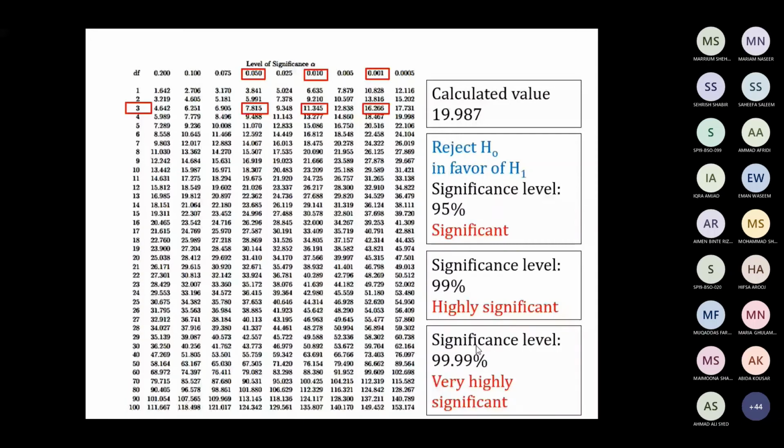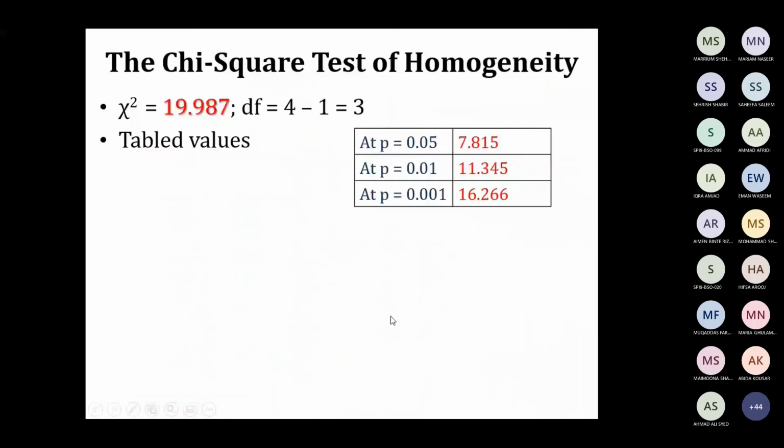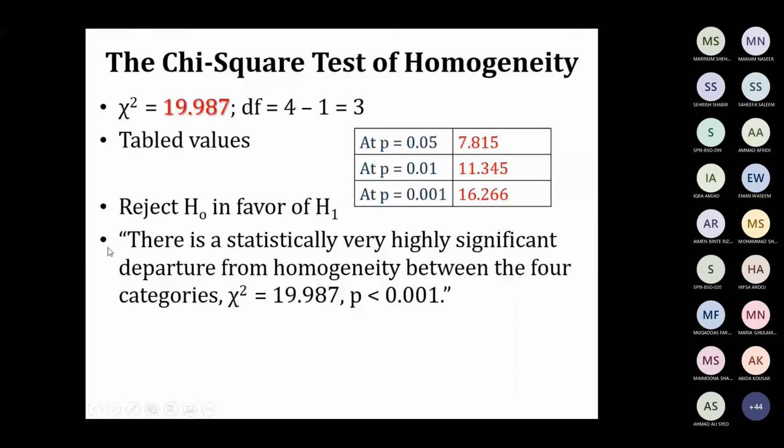So the next step is to state the results. And how are we going to state the results? We are going to say that there is a statistically very highly significant departure from homogeneity between the four categories. And then in the result statement, we have to give the test statistic, which is our calculated value, and the probability, the highest level of significance that we find. We have to state that significance level. So can you rephrase this result statement?